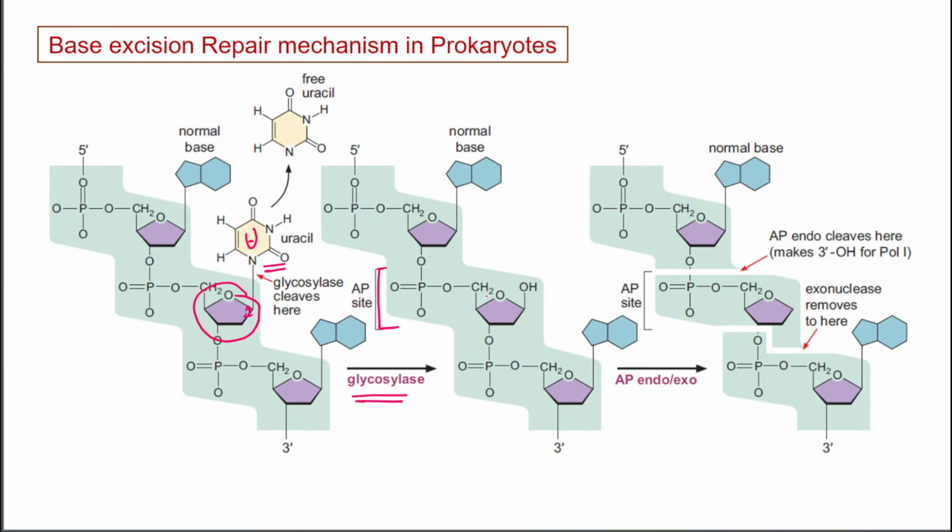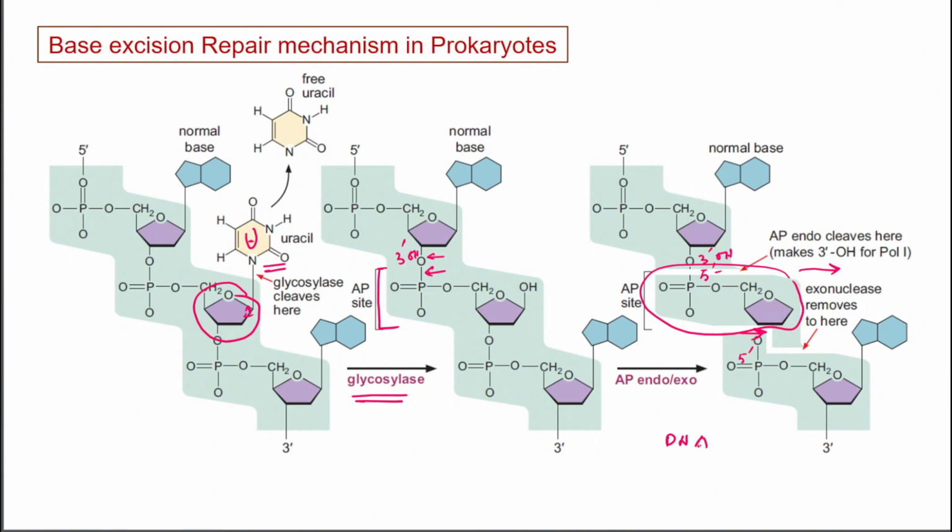Then AP endonuclease cuts the DNA backbone at the 5' position of the AP site. This is the 5' side and this is the 3' side. AP endonuclease cuts at the 5' position, leaving a 3' OH. This is the 3' OH end and this is the 5' deoxyribose phosphate end. Then an exonuclease cuts at the 3' position of the AP site, leaving a 5' phosphate. This is the damaged nucleotide, and it has been entirely removed from the backbone.